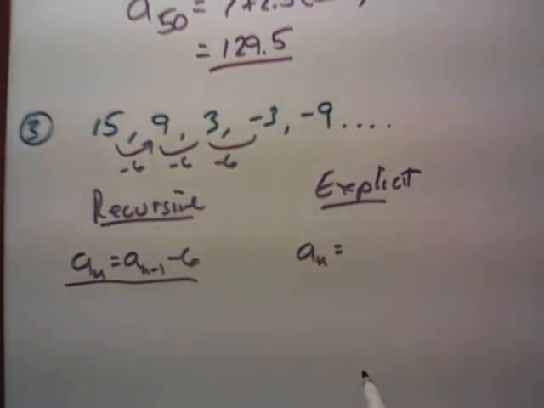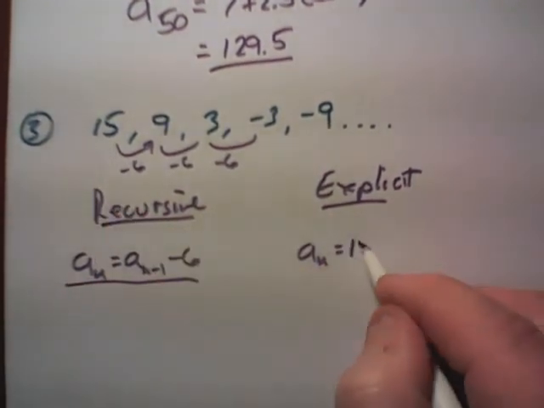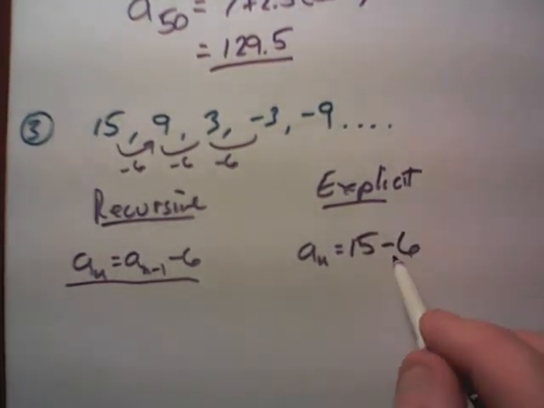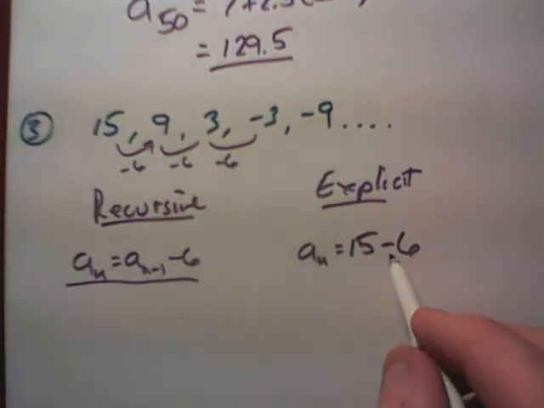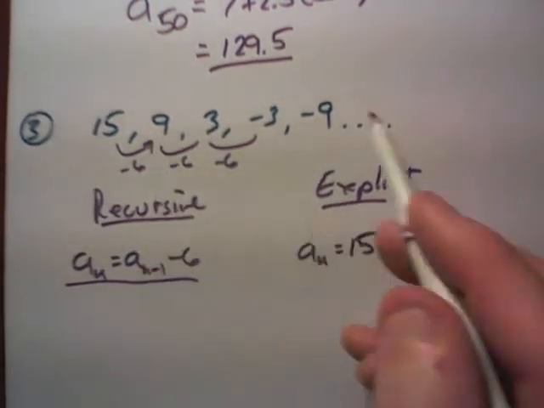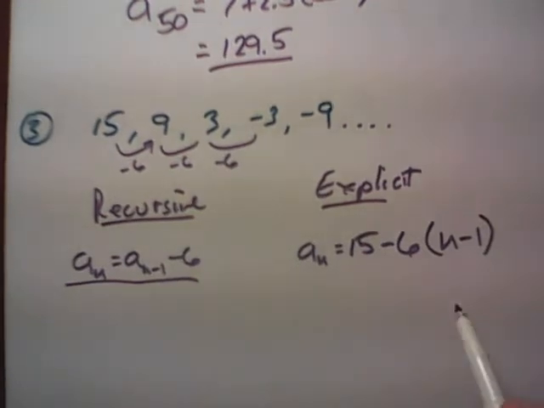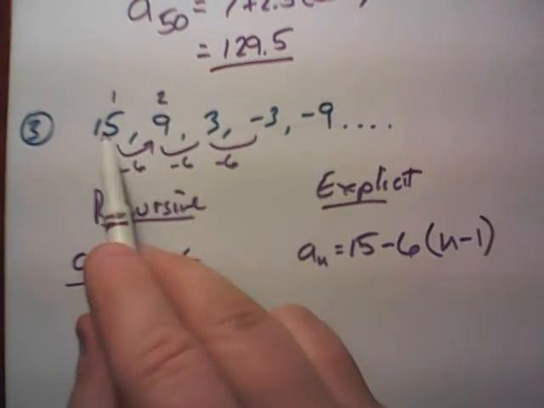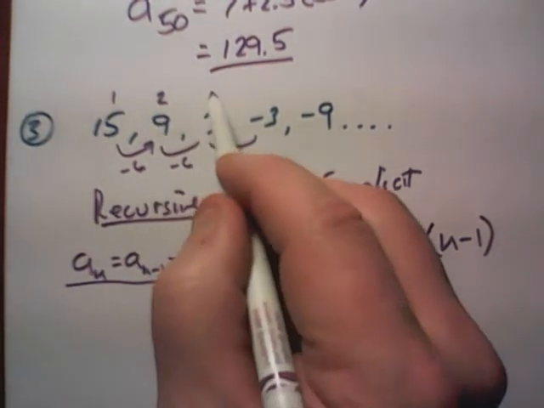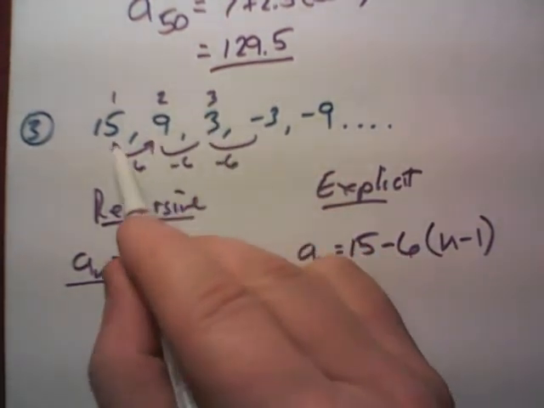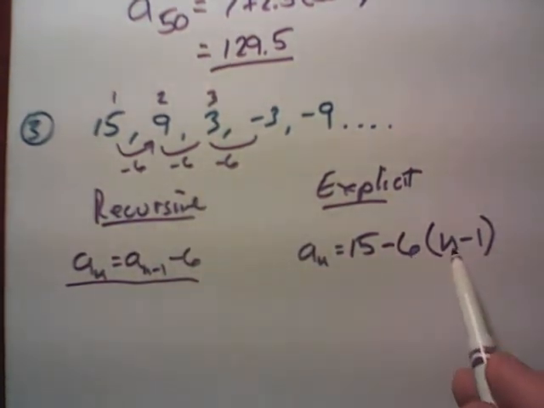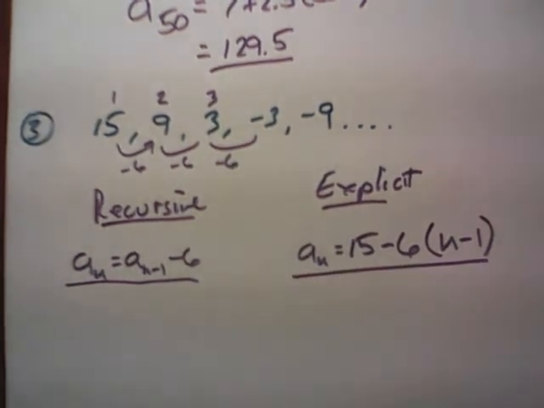The explicit formula would be a sub n equals, we're going to start with the first term, which is 15. We're going to add the common difference, which in this case is negative 6. So you can say we're adding a negative 6, or you can just say we're subtracting 6, n minus 1 number of times. And again, the reason for that: here's our first term. To get our second term, we start with 15 and subtract 6 once. To get our third term, we start with 15 and subtract 6 twice, and so on. So it's always subtracting 6, not n times, but n minus 1 number of times.